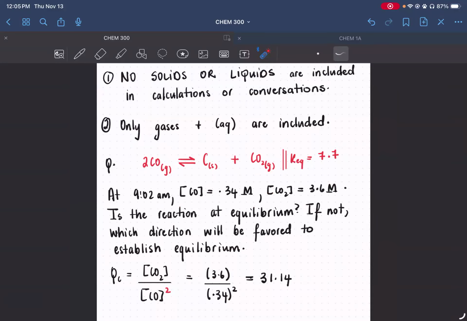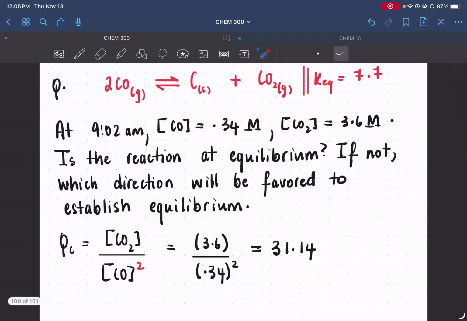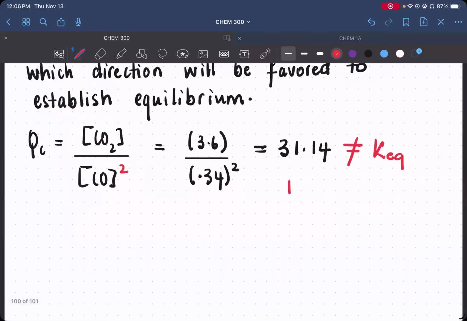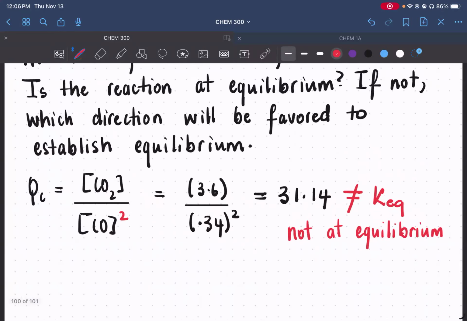So we went ahead and calculated the reaction quotient. And we very quickly recognize, okay, yeah, this is not at all equal to the equilibrium constant. That should be very obvious. We're just comparing the two numbers, 7.7 versus 31. Not at all equal, not at equilibrium. Go ahead and write it if you want to make it absolutely clear: not at equilibrium. So the follow-up is now, what direction will be favored to establish equilibrium?